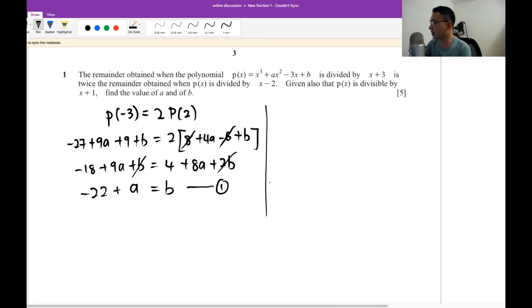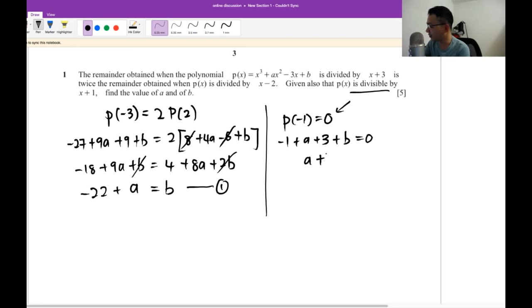And then the question says it's also divisible by x plus 1. That means p of negative 1, you should get 0. When you say divisible, the remainder is basically 0. Then I sub the negative 1 into this equation. So I get negative 1 plus a plus 3 plus b equals to 0. Then I will get a plus b equals to negative 2. Second equation. And then I will just do some substitution here.